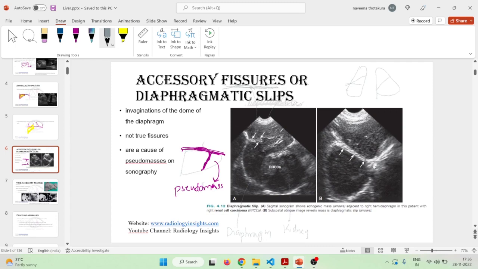Second, this is a subcostal view, a subcostal oblique image. This whole thing is the liver, but this is the fissure which is dividing the liver into two parts, and among these parts, the smaller part can be mistakenly taken as an abnormal growth. So it is called pseudomasses. These accessory fissures or diaphragmatic slips are the causes of pseudomasses seen on ultrasonography.